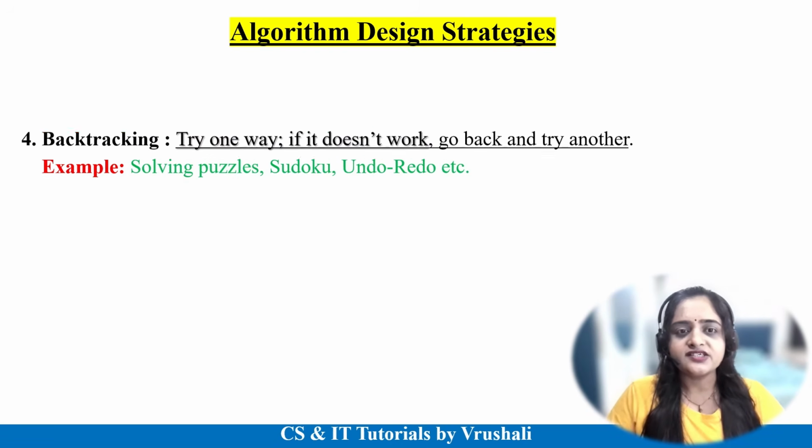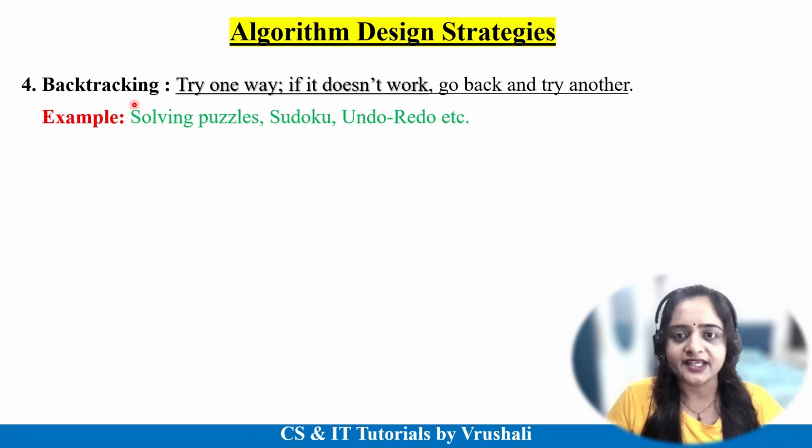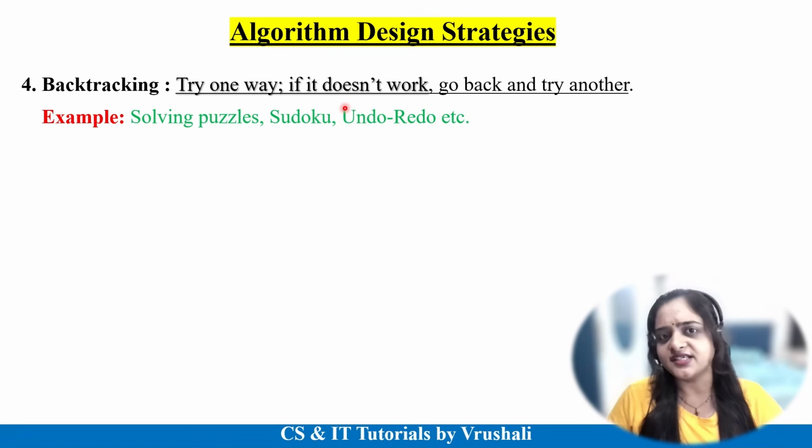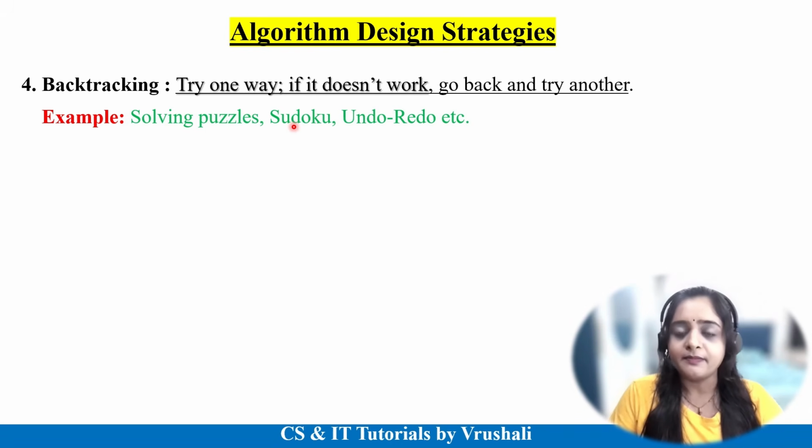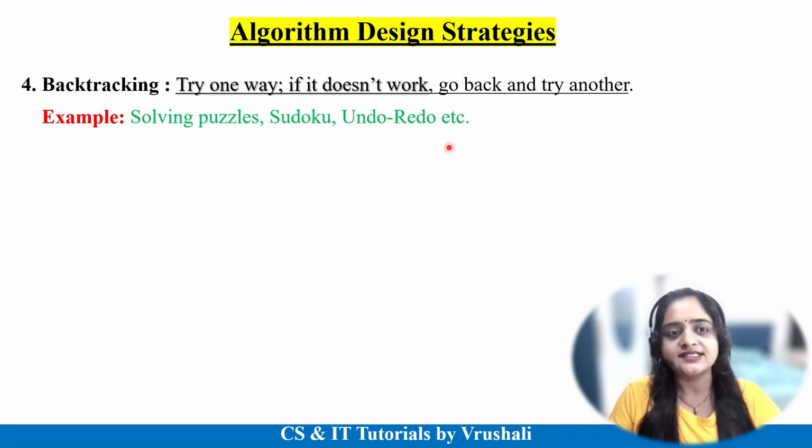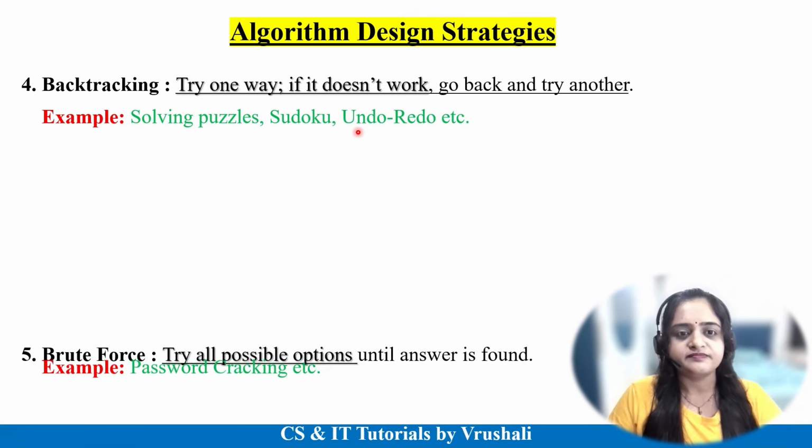Now the next design strategy is called backtracking. Backtracking means if you are working on a particular project and a particular logic or condition doesn't match, you backtrack, right? This is called backtracking. The concept is generally used in online games like puzzle solving. While solving puzzles, you add a particular number or character, and then you find it is not correct, so you backtrack. Sudoku and undo-redo functionalities use backtracking.